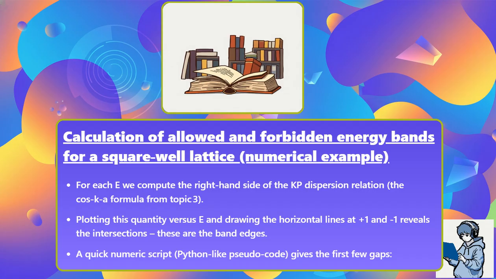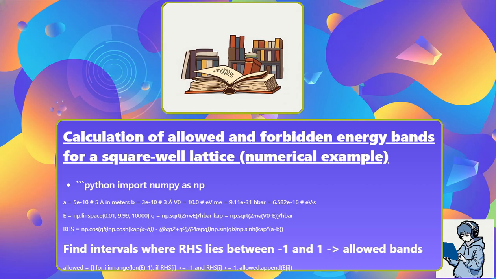A quick numeric script, Python-like pseudocode, gives the first few gaps. Import numpy as np. Define a equals 5 times 10 to the minus 10 meters. Define b equals 3 times 10 to the minus 10 meters. Define V0 equals 10 electron volts. Define me equals 9.11 times 10 to the minus 31 kilograms. Define h bar equals 6.582 times 10 to the minus 16 electron volt seconds. Create array E as a linear space from 0.01 to 9.99 with 10,000 points. Compute q as the square root of 2 times me times E divided by h bar.